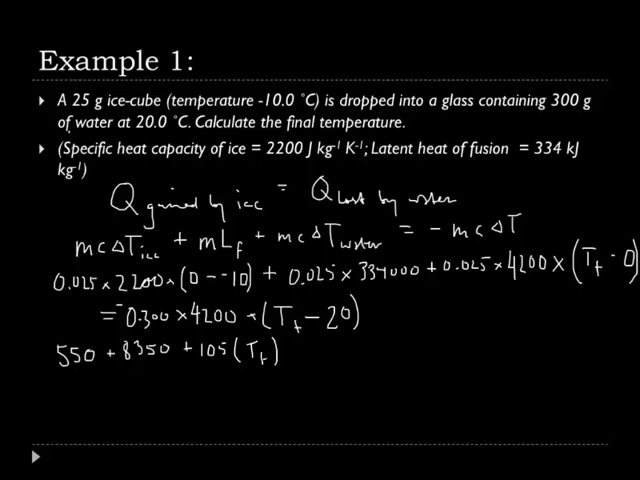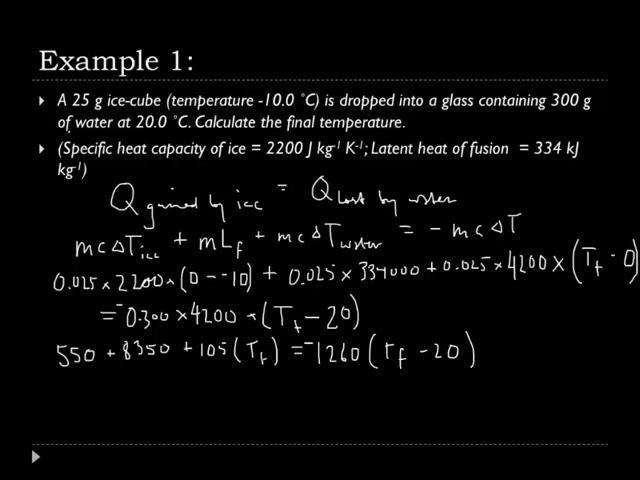Okay, and that must be equal to, so what's that, negative 0.3 times 4200, which is 1260, times TF minus 20. Sorry, that's negative. Times TF minus 20. Okay, now this is looking a bit more reasonable.